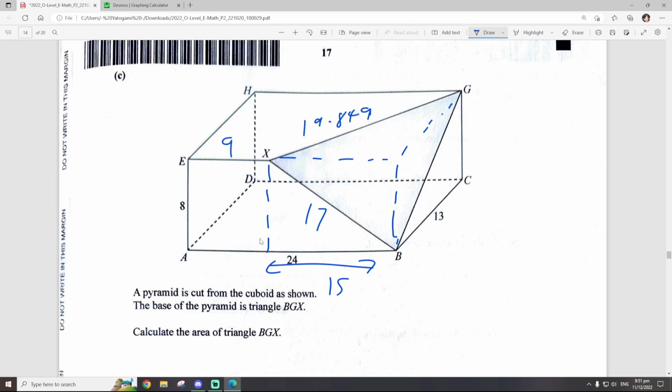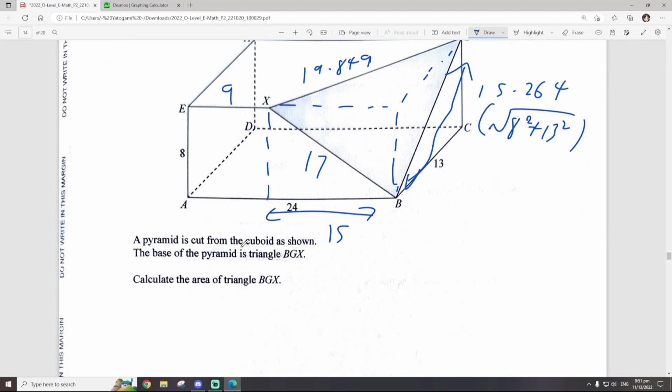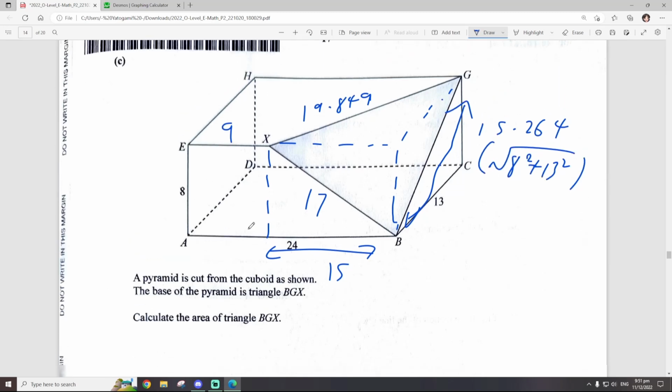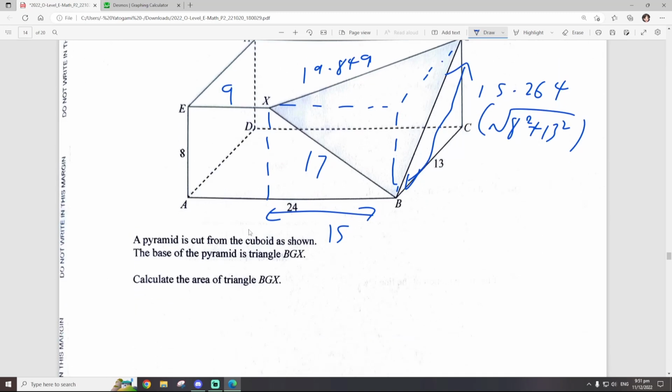Unfortunately, 13 square plus 8 square is not a perfect square. So for BG, if you use Pythagoras theorem again, which I think you guys are used to by now, you will get 15.264. Note that this is the square root of 8 square plus 13 square. Okay, so now we have the three sides, and we're going to solve for an angle. Let's solve for angle XBG, although you can generalize this result for any of the three.